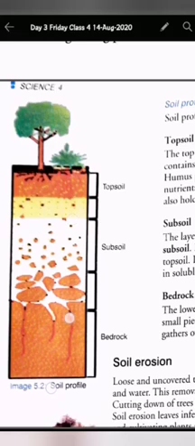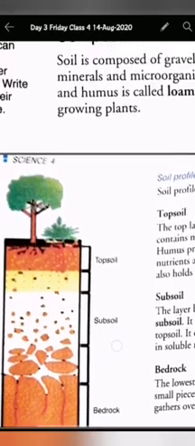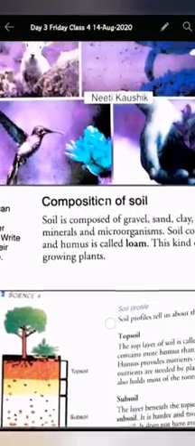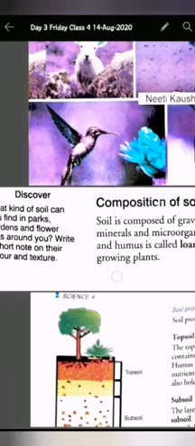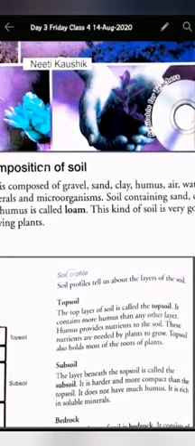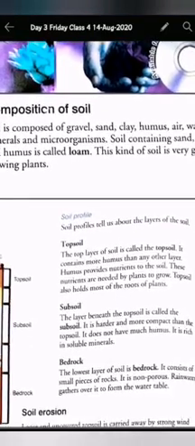So these were the things which we had to study in this class. We have studied the composition of soil. We have studied soil profile. And you have to remember, children, that there are 3 layers of soil: the topmost is topsoil, the second one is subsoil, and the third one is bedrock.